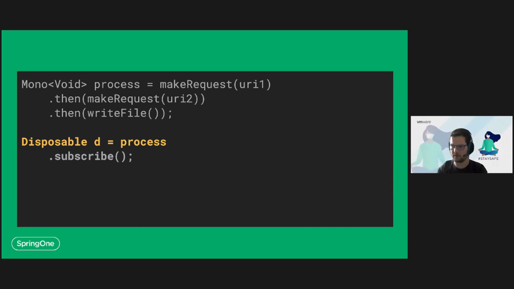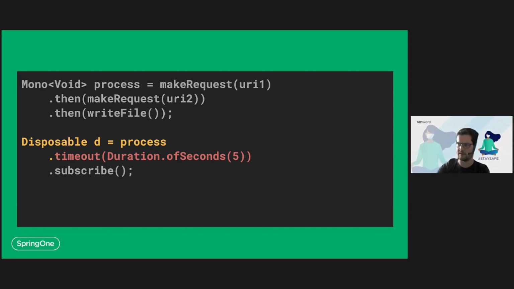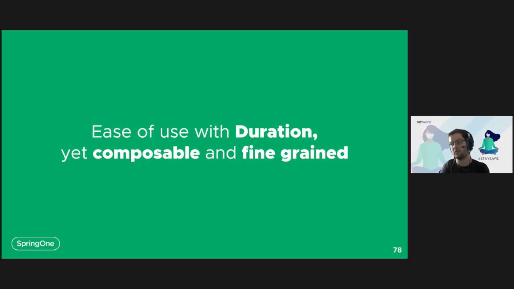So if we want to turn that into something with 5 seconds budget, we can simply add the timeout operator in the middle just before subscribing. And even though we might have constructed this process, this mono void from an external library, since we get a mono, we can still apply further operators, including timeout. And by just doing that and providing a duration, we ensure that the whole operation will take no more than 5 seconds. And as I was saying, we still get a disposable, so we still could manually cancel it before the timeout, for instance. So we get ease of use with duration, but something that is composable and fine-grained by having the capabilities of Mono and Flux APIs.